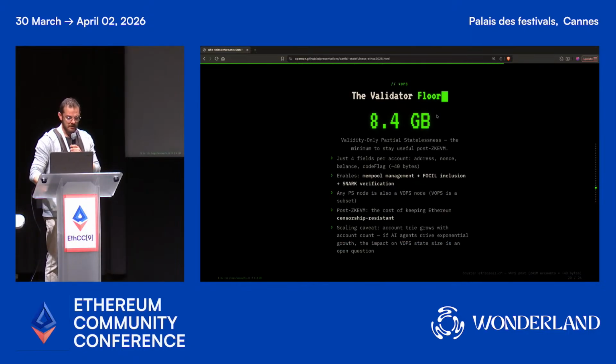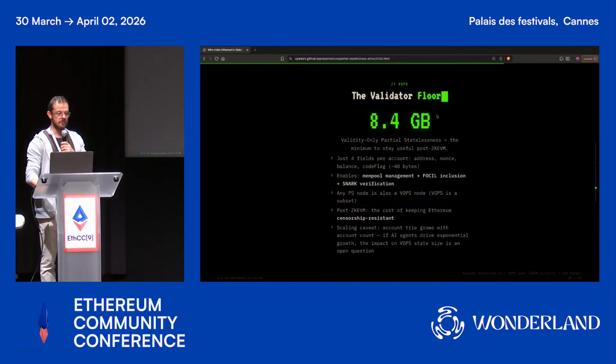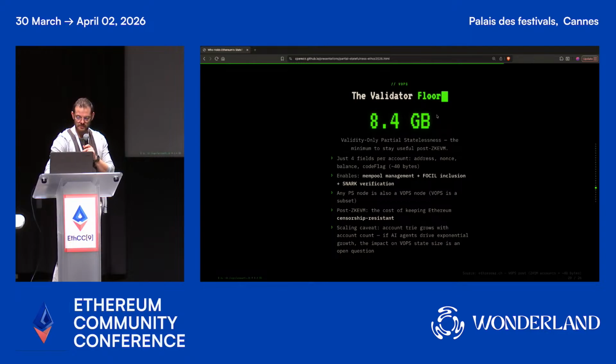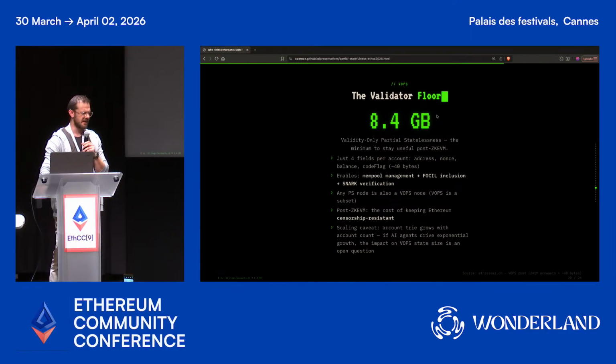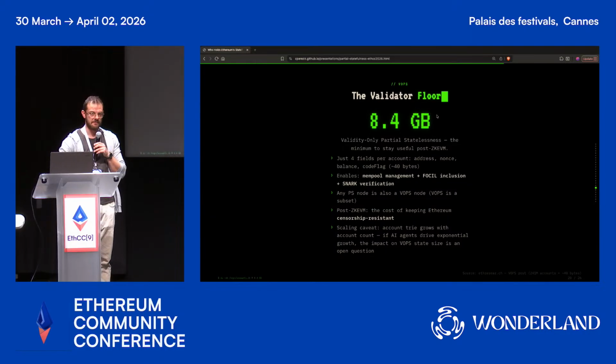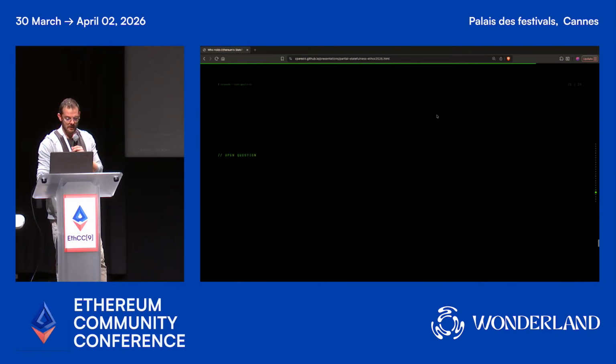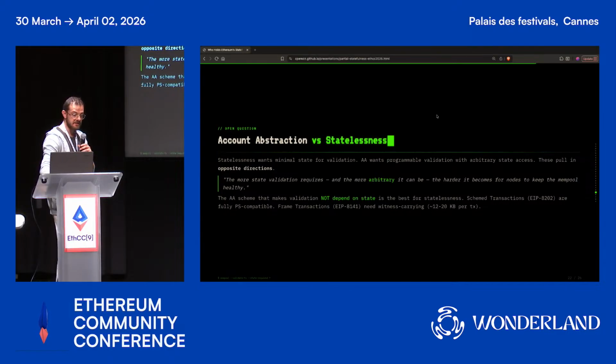Yeah, there are some minimal requirements if you want to basically be an includer. That's related to VOPS. I encourage you all to check the article on ETH Research, but this is basically a subset of a partial stateful node. With a partial stateful node, you can do mempool management and FOSSIL inclusion, so you can do everything that a VOPS node does.